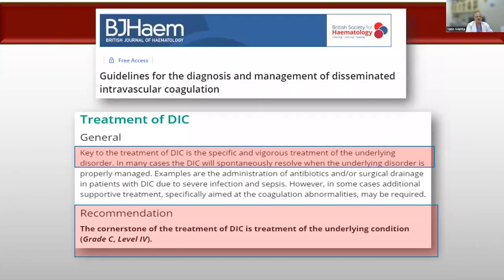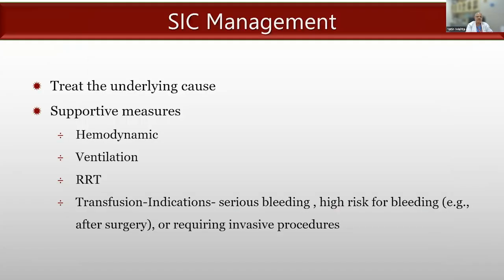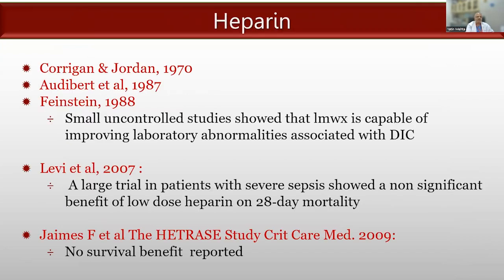What does the British Journal of Haematology say? British guidelines say the main treatment is treatment of DIC, the treatment of the underlying condition. This is a grade C level 4 recommendation. How does one manage SIC? Well, you treat the underlying cause, with supportive measures, that means hemodynamic support, organ support, and transfusion when indicated.